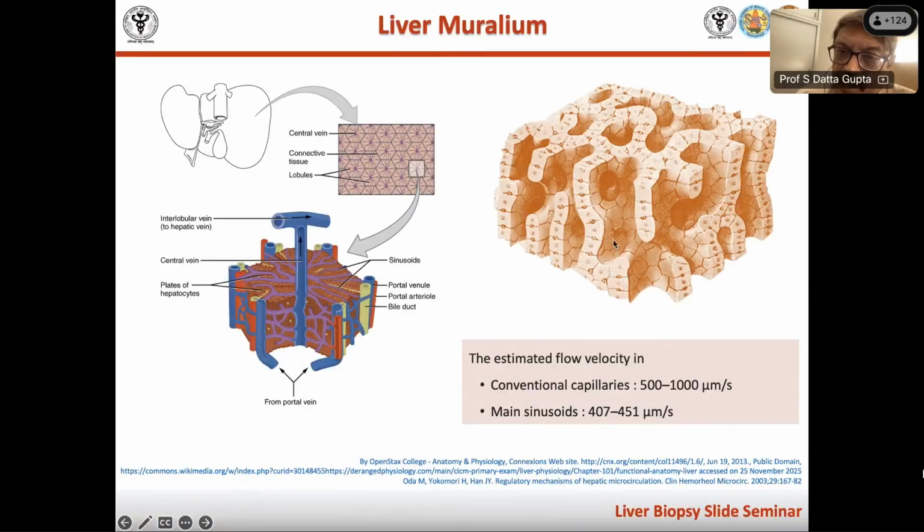You enter one place, and it's very difficult to say where you will come out. It's almost zigzag like that. Why? The blood has to flow very slowly. The Kupffer cells have to identify if there are any antibodies coated; it has a macrophage function, and so on. In fact, the flow in a sinusoid is much less than the slowest flow in a capillary. If the capillary is between 500 to 1000 micrometers per second, in sinusoids its maximum is around 450 micrometers per second. So the blood flows slowly.